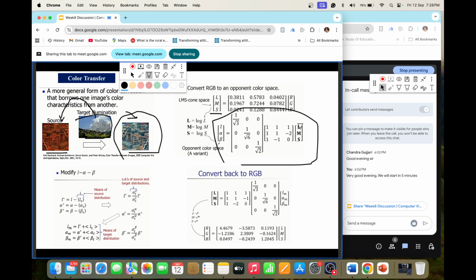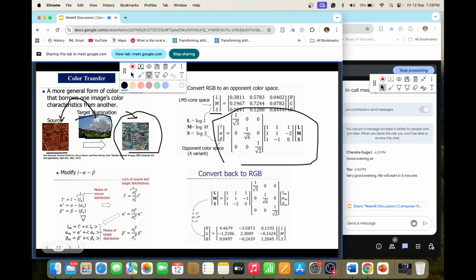In this, LMS is given by, you can say, this is a different LMS and this is different. This LMS written in bold is nothing but log of L, log of M and log of S, okay. So by this you can calculate the L bold, M bold and S bold. Once you have this L bold, M bold and S bold, you can calculate LM, alpha M and beta M, okay. How can you calculate this LM, alpha M and beta M?